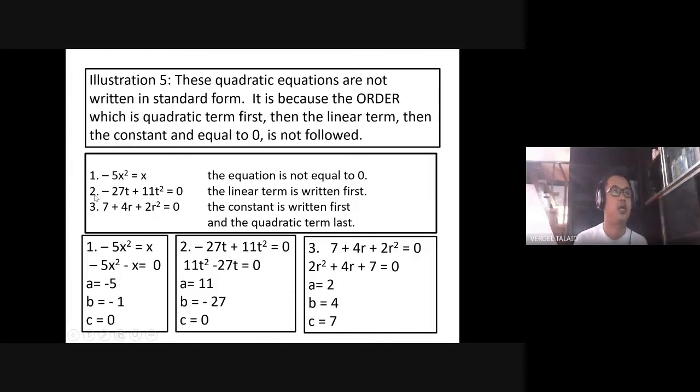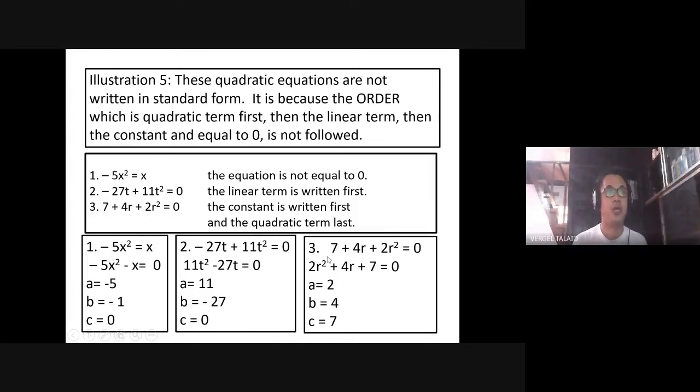How about the second example? Negative 27t plus 11t squared is equal to 0. So it is not in standard form because the linear term is written first. So you just simply rearrange this. You don't need to change the sign. So just write first 11t squared minus 27t is equal to 0. Since c is missing, our c is equal to 0. Our b is negative 27, and our a is 11.